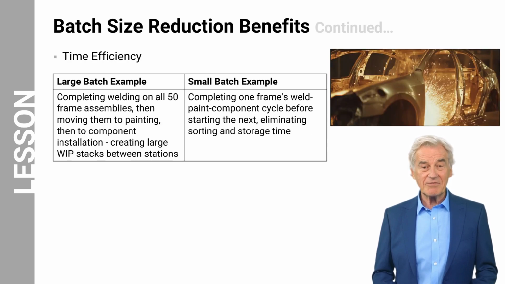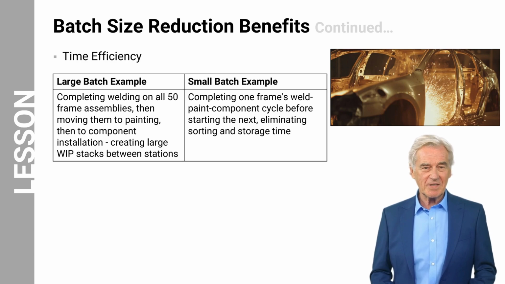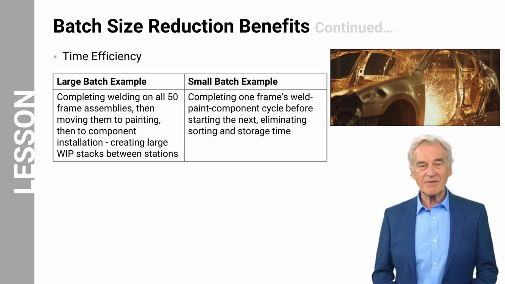In evaluating time efficiency between batch sizes, the contrast becomes clear in frame assembly operations. The large batch approach involves welding 50 frame assemblies consecutively before moving the entire batch through painting and component installation, which creates substantial work-in-process stacks between stations. In contrast, small batch processing completes the entire weld, paint, and component cycle for one frame before beginning the next, effectively eliminating sorting and storage time. This approach reduces production delays and minimizes the inefficiencies associated with managing large WIP inventories between workstations.